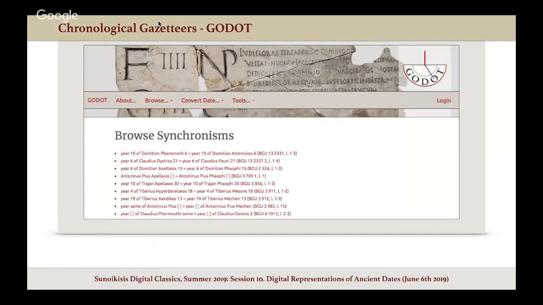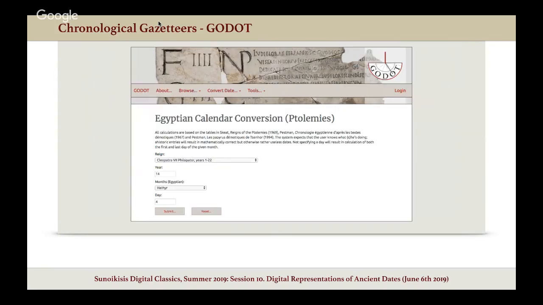You can not only browse for specific dates, but also for synchronisms. Synchronisms means here double dates in ancient texts. So, for example, we have a papyrus that could be dated to some date in the Egyptian calendar system and in the Macedonian calendar system. And we have a couple of dozens of synchronisms already in our database.